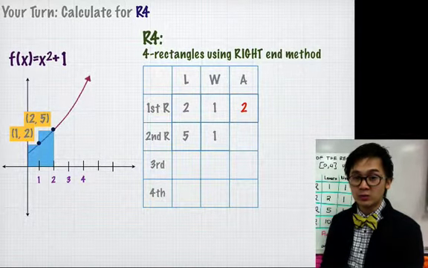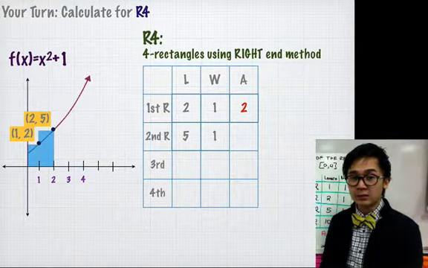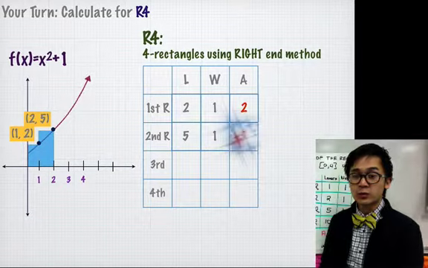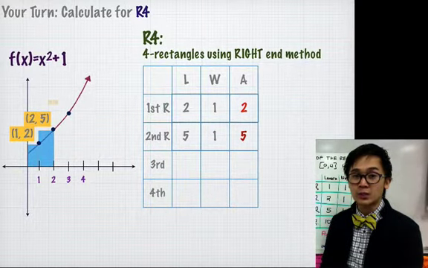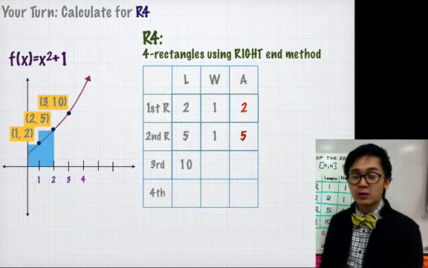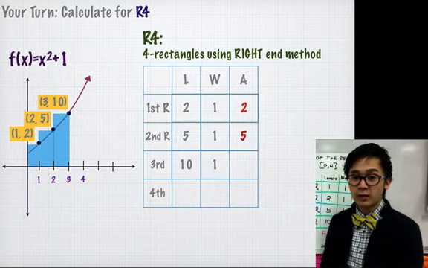So mapapansin nyo na yung mga width natin ay hindi nag-iiba kapag gumagamit tayo ng Riemann sum. Ang nag-iiba lang is yung height ng ating rectangle. So yung second rectangle natin will have an area of 5. Now do sa third rectangle, I'm going to use 3 as my x, so therefore y is equal to 10. So 10 yung length ng aking third rectangle, giving me 1 unit for my width. Multiply them together will give me 10.